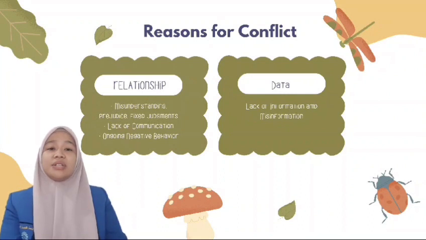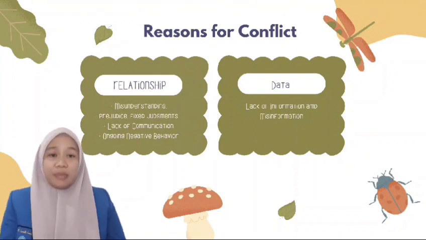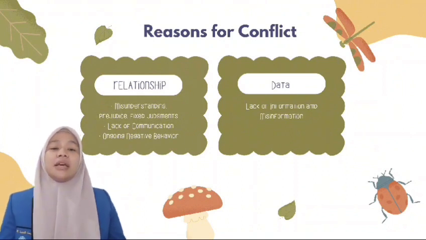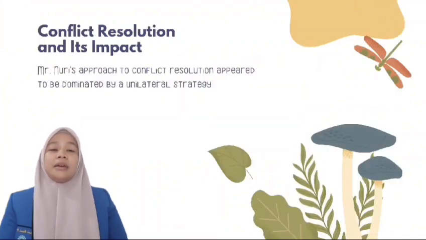The second one is reasons for conflict concerning data, which include lack of information and misinformation. Mr. Nuri's unawareness of the reasons behind Kemal's tardiness highlights a significant gap in information. Without a comprehensive understanding of Kemal's circumstances, Mr. Nuri's assumptions and actions may have been based on incomplete or inaccurate information.